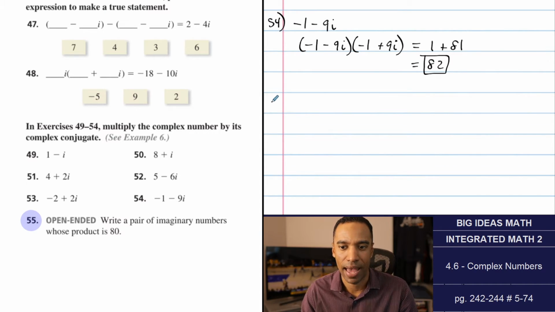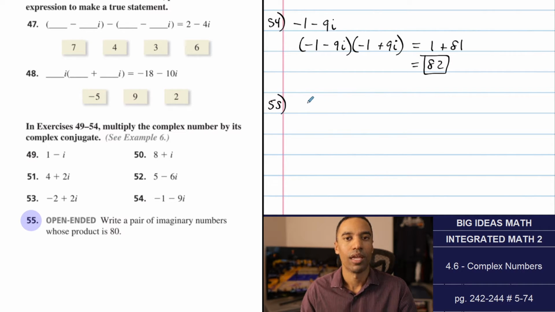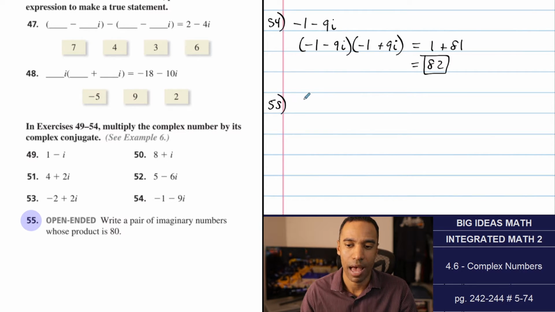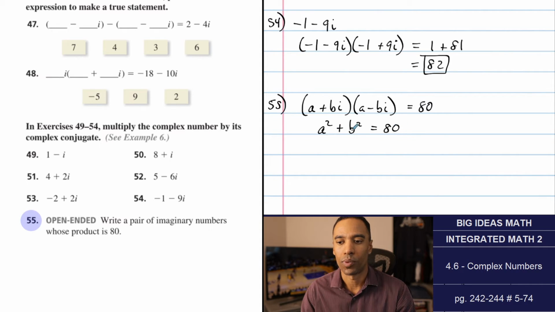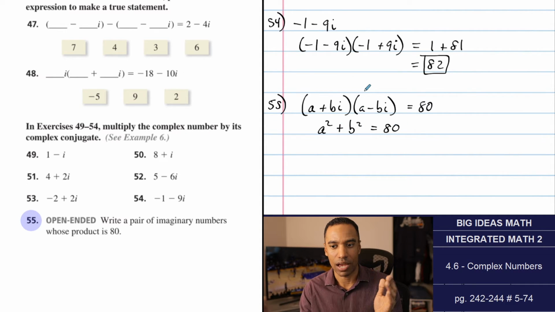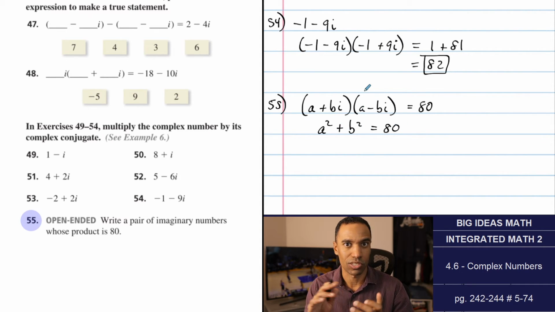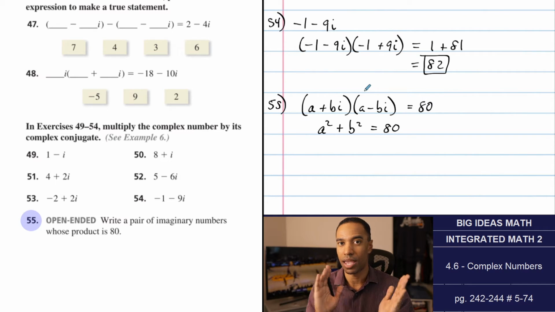The only way to get imaginary numbers to produce a real number as a product is if we use complex conjugates. In other words, we need some a plus bi times a minus bi to equal 80, or a squared plus b squared. A squared plus b squared needs to equal 80. So we need two numbers that, when we square them, give us this. It's open-ended. There's more than one answer.